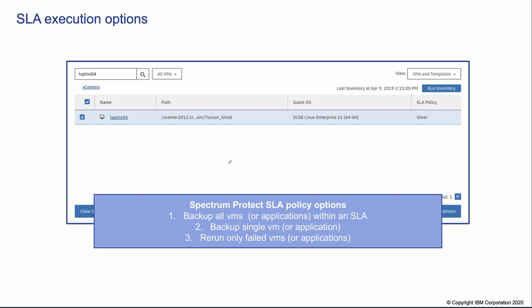The other very interesting SLA execution choice is rerunning only failed jobs. Let's say you come in the next morning, and you see that your job that was to back up 600 virtual machines has executed, but 4 of those virtual machines failed. It's very easy to tell Spectrum Protect Plus, hey, please rerun this SLA and only try to back up those 4 virtual machines that failed.